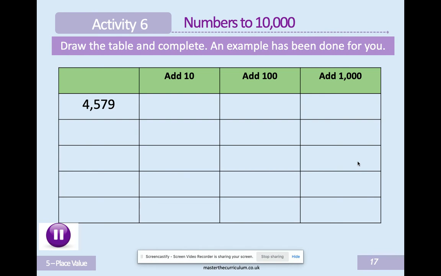Activity 6, we're going to draw the table and complete. I'm going to help you with the first one that you can see the way you should be thinking. We start off with the number 4,579. We have to add 10 to the number. How did I do that? I looked at my tens value here, and I just added 10 on. I don't have to carry over. It's just a straightforward swap.